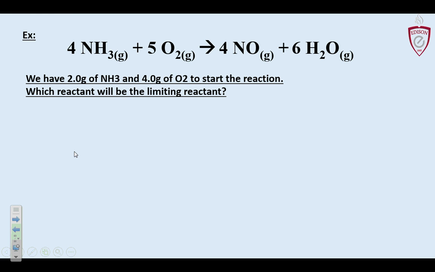Okay, so I have a balanced chemical equation up here. Let me read this. 4 moles of NH3 gas combines with 5 moles of O2 gas to create a reaction and make 4 moles of NO gas and 6 moles of H2O gas. And it says I'm going to start with 2 grams of NH3 and 4 grams of O2, and which will be my limiting reactant?